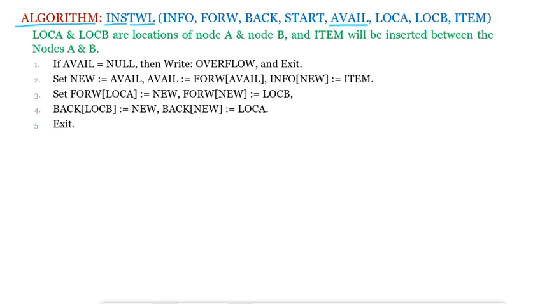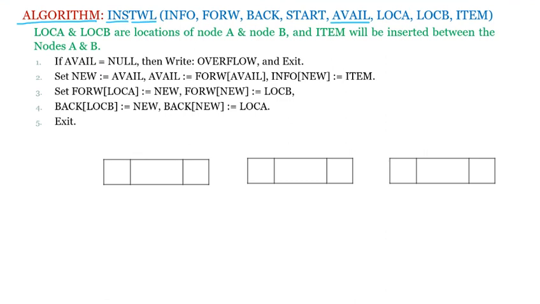First of all, I am taking the avail list. So these are the three nodes of the avail list, where there are three nodes available, 1, 2 and 3. Every node contains the info part where we can have the information. Now afterward we have one forward part. So every node has a forward pointer which is pointing to the next node.